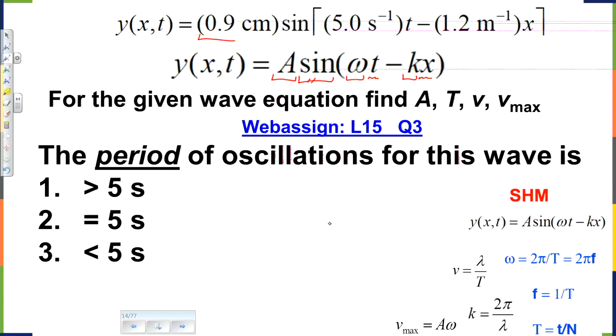We have a number and a function. We have another number and a variable. We have another number and another variable. So to make a transition from this general equation to that specific equation, what associations should be done? So what should we write for the amplitude?